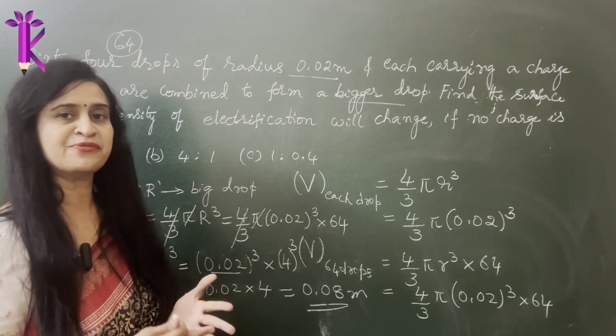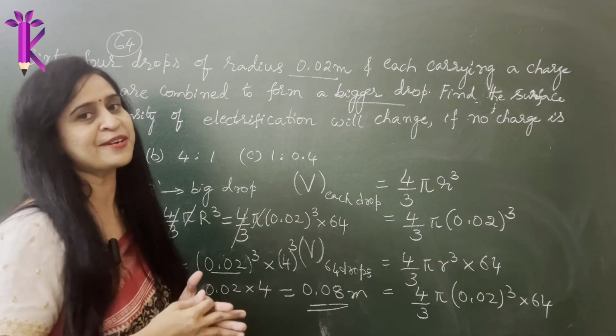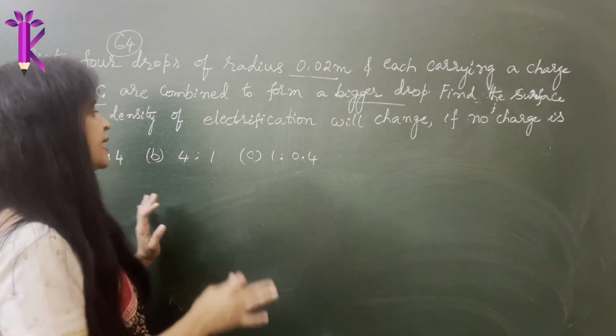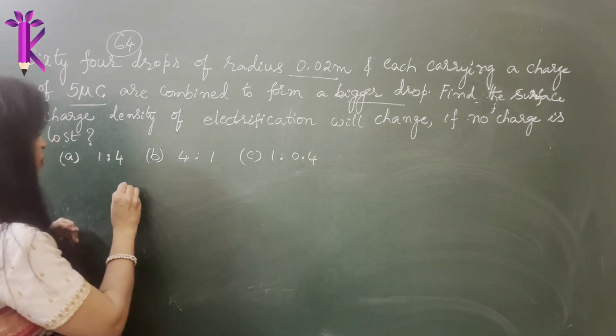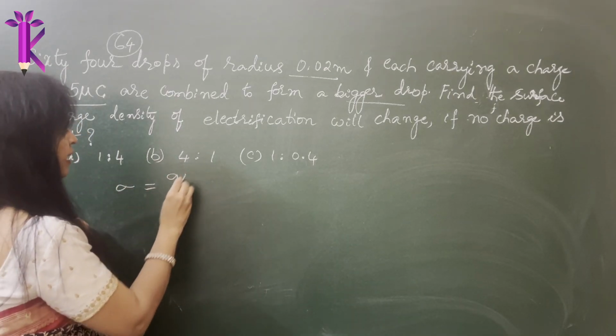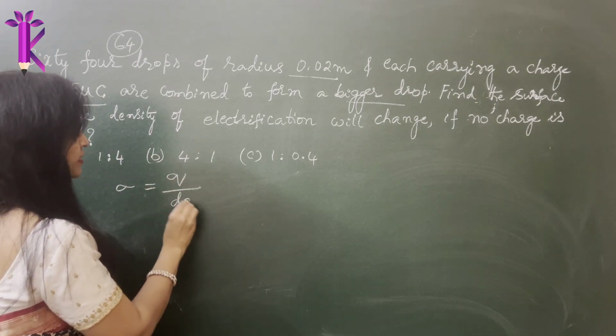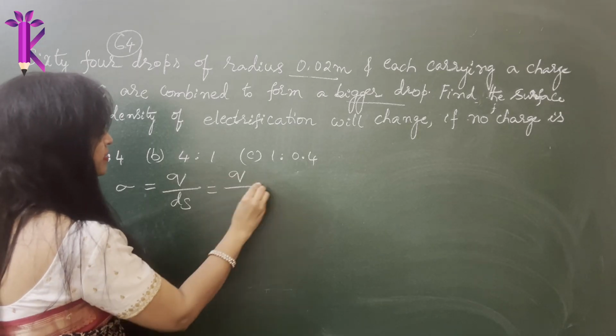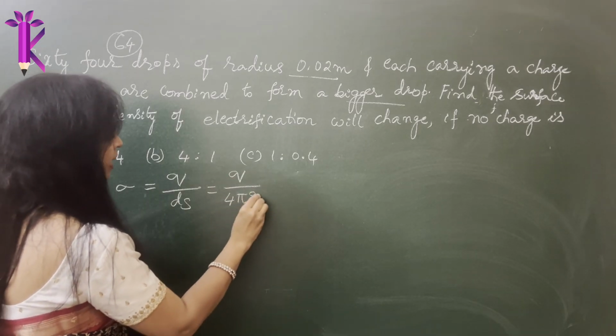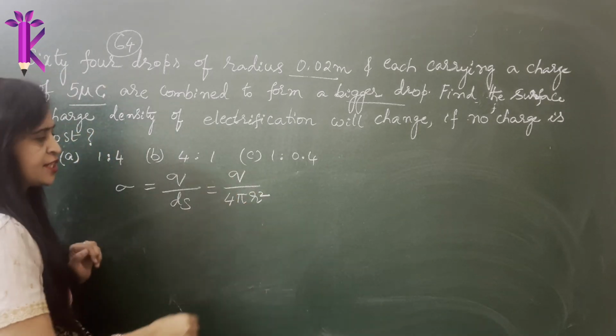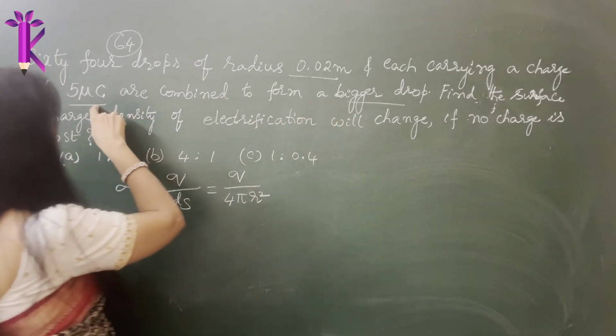Now, how will you proceed further? I'll give you a pause and reveal the answer. Well, now it's time to calculate the surface charge density. What is the formula for surface charge density? Q divided by the surface area. Surface area for a sphere is 4 pi r square, right? But how much is Q? Q is given to be 5 microcoulomb.